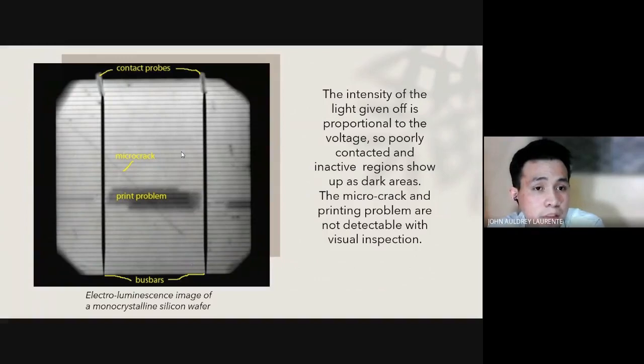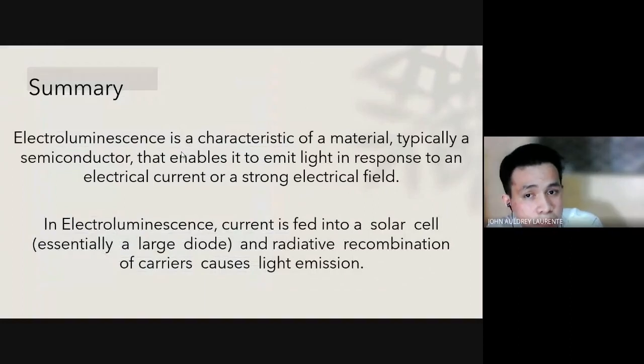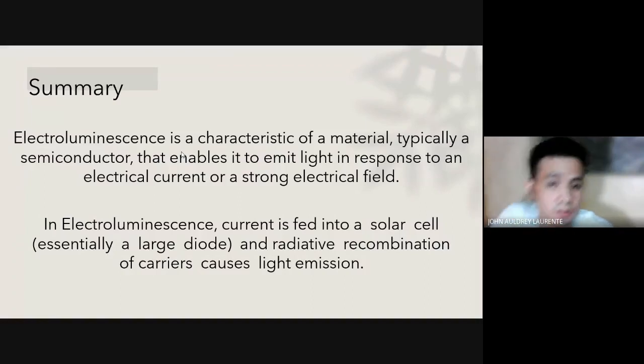For the summary, electroluminescence again is a characteristic of a material, or basically semiconductor, that enables it to emit light in response to an electric current or a strong electrical field. And also in electroluminescence, current is fed into a solar cell, essentially a large diode, and a radiative recombination of carriers causes light emission.